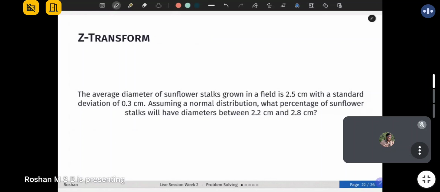This is a question on using Z transform. Can anyone work this out and let me know what the answer is? Okay, I'll give you all 10 minutes. Work this out, and I'll also be solving it once you're all done. It's based on the Z transform. The formula is x minus mu by sigma. So this is the Z transform, and you're assuming a normal distribution. Keep this also in mind.